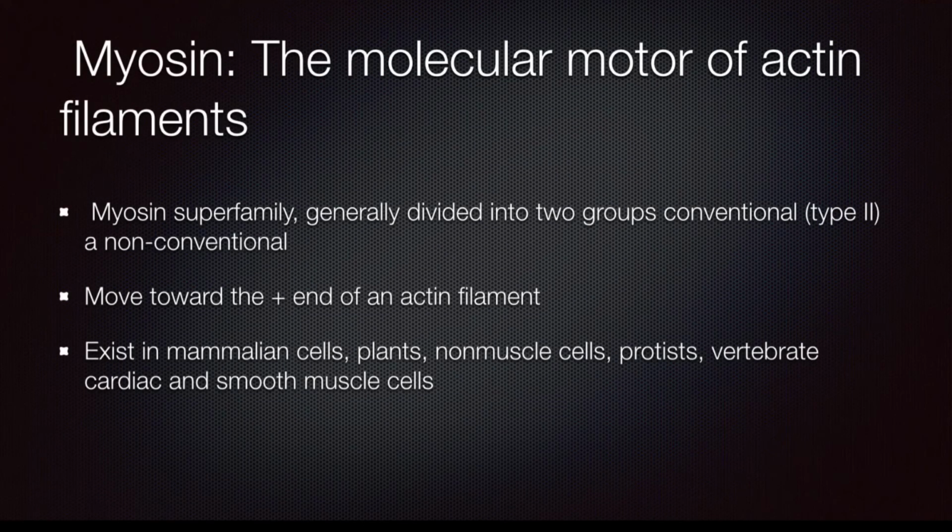The molecular motor of actin filaments. Myosin is a superfamily generally divided into two groups, conventional type 2 and non-conventional. They move toward the plus end of the actin filament. They exist in mammalian cells, plants, non-muscle cells, protists, vertebrate, cardiac, and smooth muscle cells.